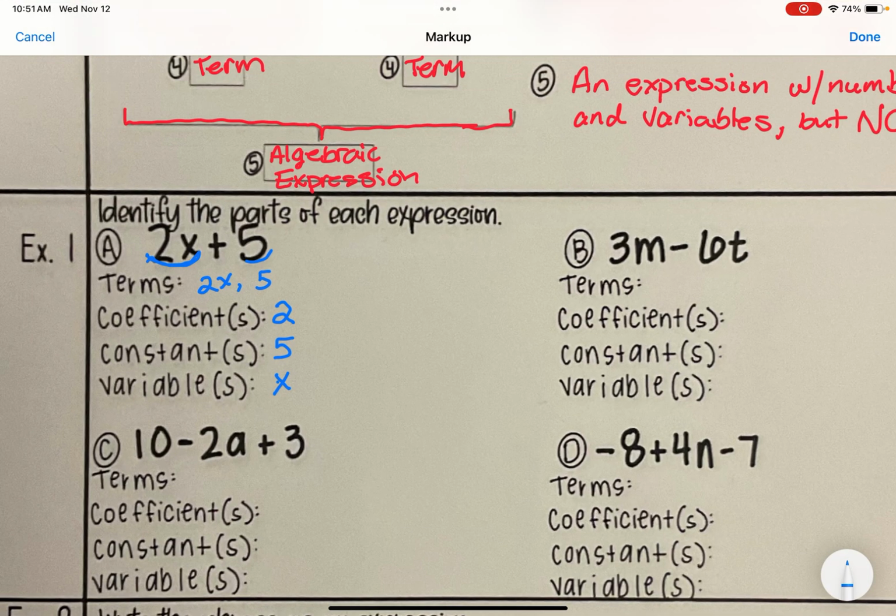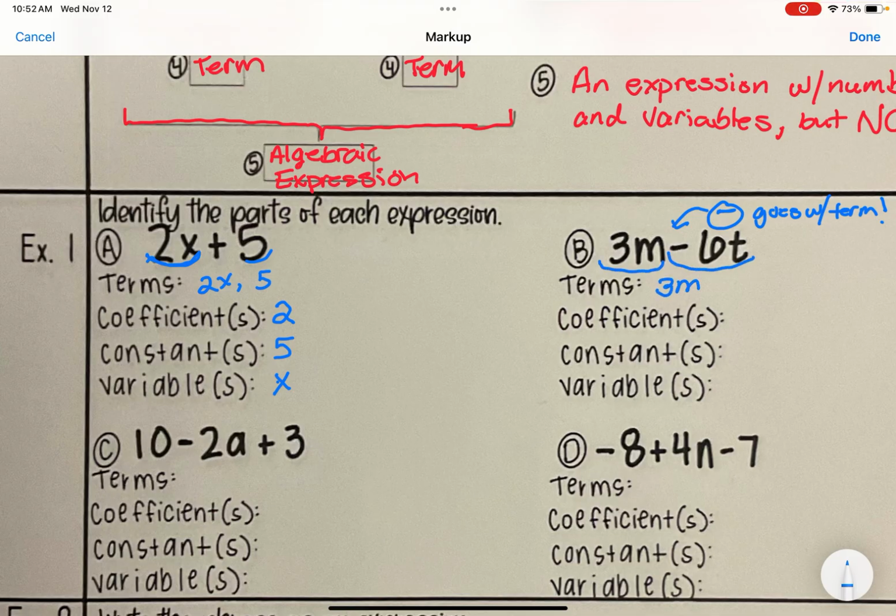Okay, let's take a look at b. Okay, for b, the expression says 3m minus 6t. Okay, so let's go ahead. This minus negative sign goes with the term. Okay, so 3m minus 6t. So I have two terms again. Here's one term, here's the other term.